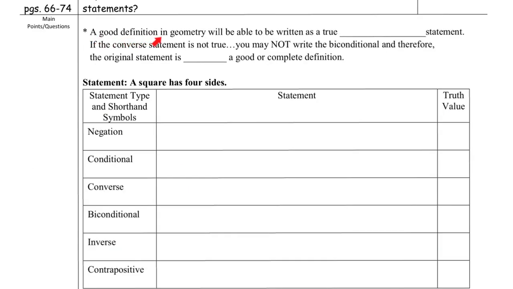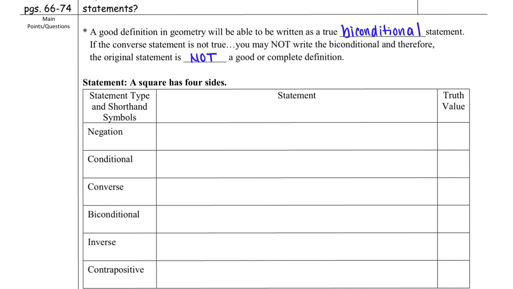A good definition in geometry will be able to be written as a true biconditional statement. If the converse statement is not true, then you may not write the biconditional, and therefore the original statement is not a good or complete definition. So we want to keep this statement in mind as we are proving things in geometry when it comes to what's a good definition and what's not.